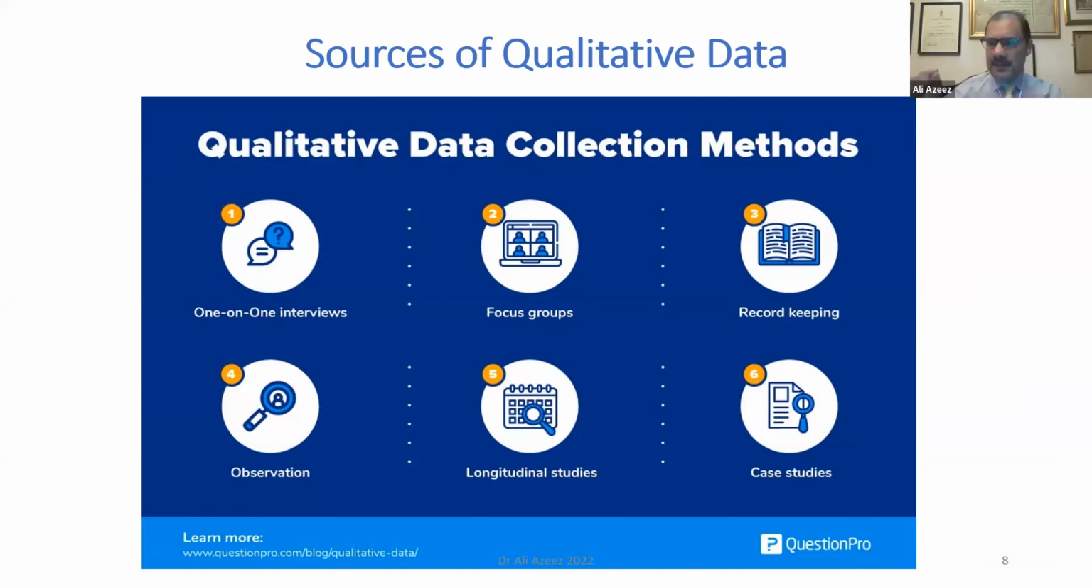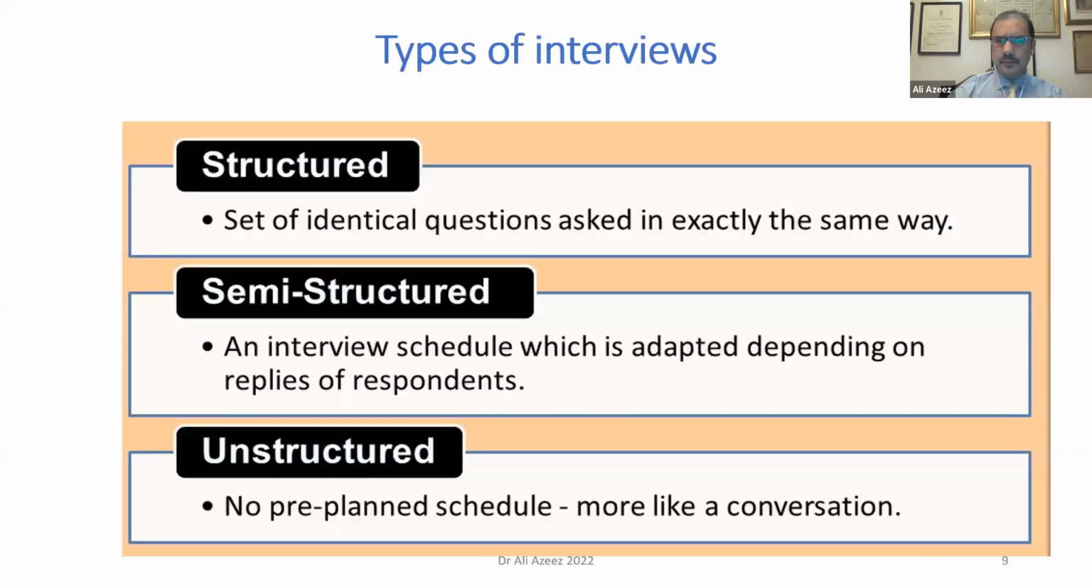Sometimes we use an open-ended question as a comment at the end of a survey. Sometimes we have records. Sometimes we have news from the media. Sometimes we have observation. We go to the field and sit and write our observations. But the most common ones are interviews and focus groups.